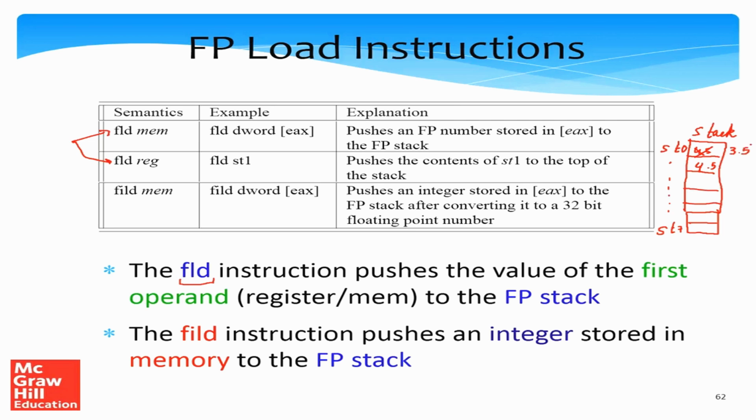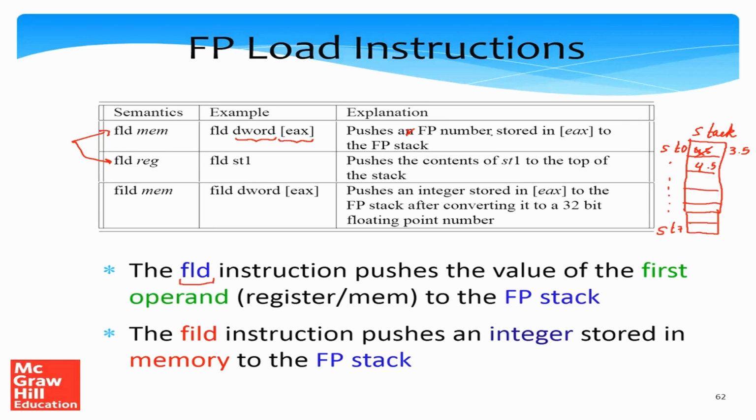So when I call something like FLD mem, the first thing I need to do is specify how many bytes I am interested in. Here, this is the memory operand, the address stored in EAX. If I'm interested in 4 bytes, I specify the DWORD modifier. So it pushes a floating point number.